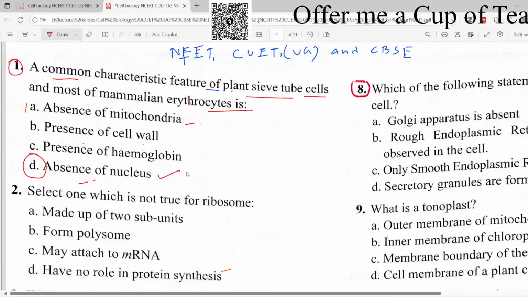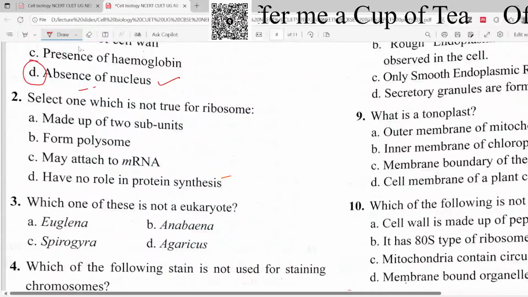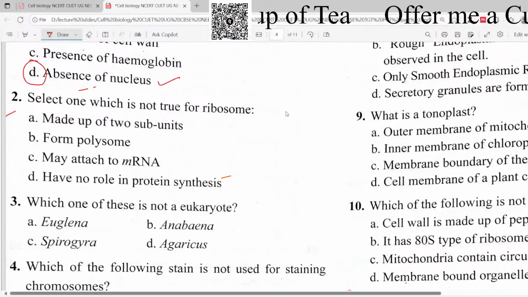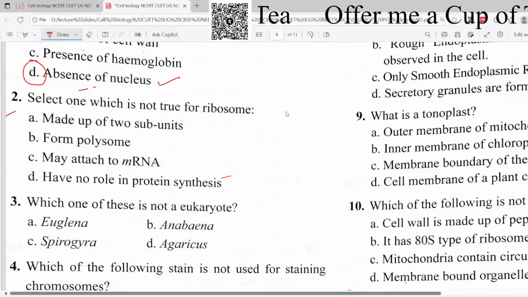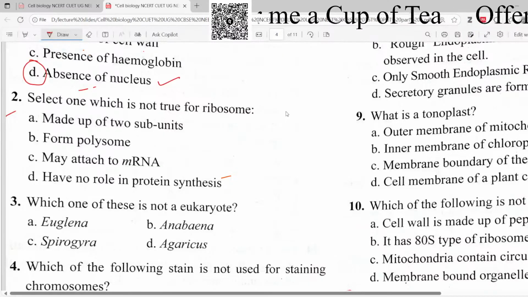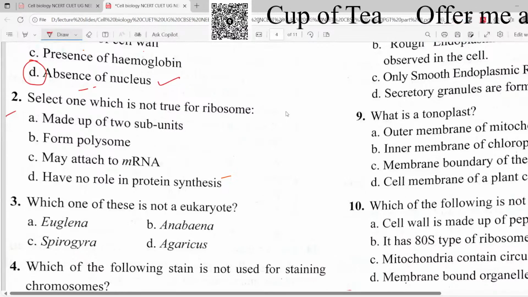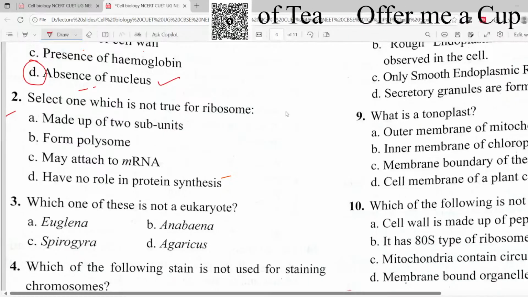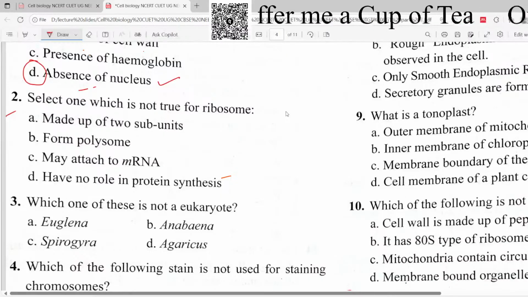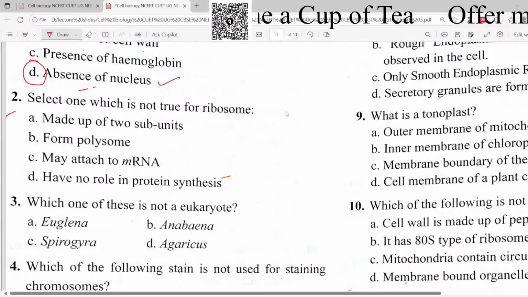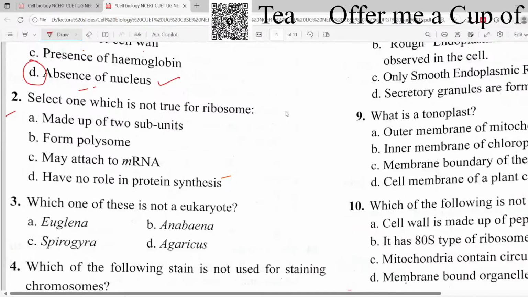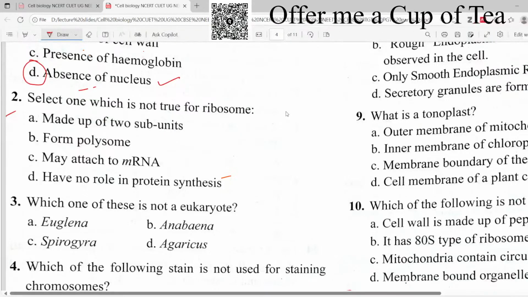Next question. First I read the question, question number 2, then I will answer it. Question number 2 is here.